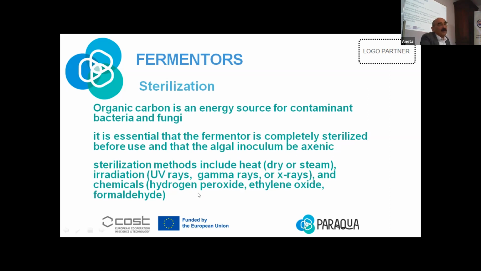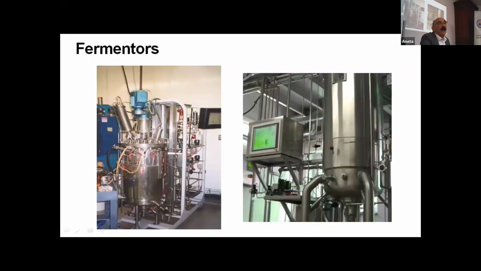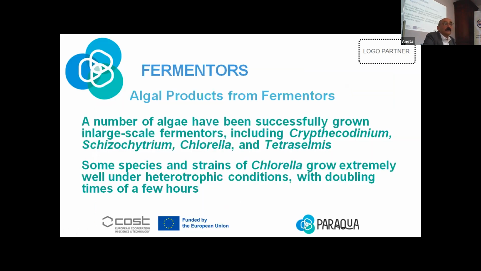X-rays and different chemicals. Hydrogen peroxide is widely used, ethylene oxide, and formaldehyde, which I don't like, but they use formaldehyde too. You see, fermenters look much more sophisticated than photobioreactors. See, there are lots of control devices here. It's completely enclosed, and of course, much more expensive.